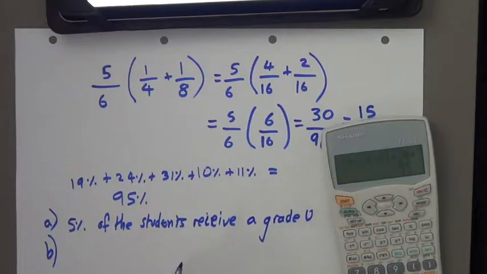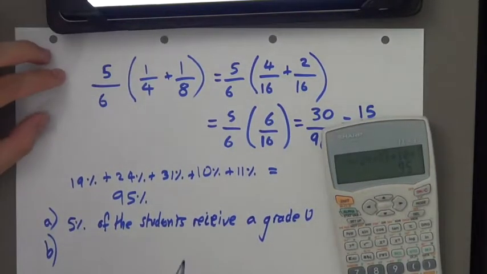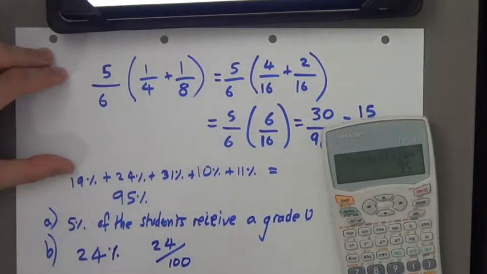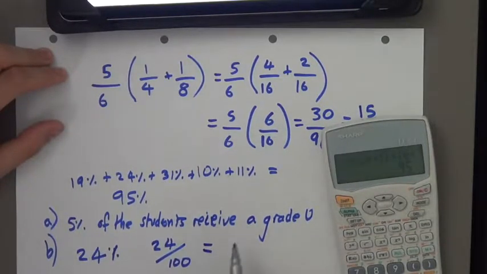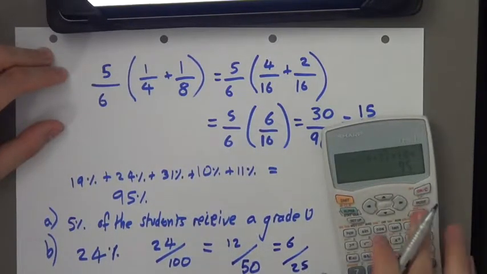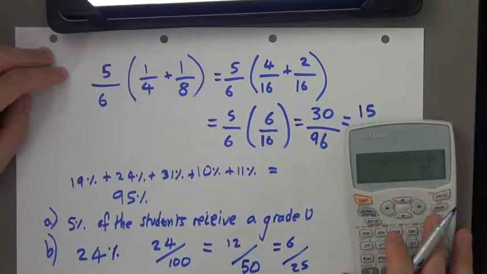Next question, B. What fraction of the students received grade B? Give your answer in its lowest terms. So grade B was 24%. Now, 24% is equal to 24 out of 100. I can simplify this as 12 over 50. Okay. Can that be simplified? Yes. 6 over 25. I think that's the simplest form.